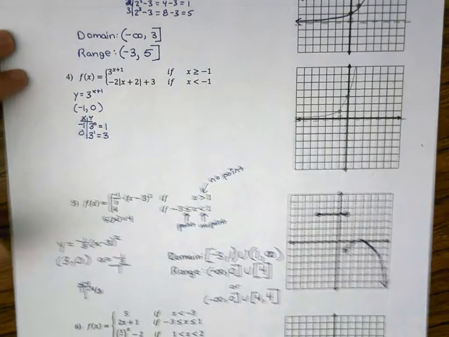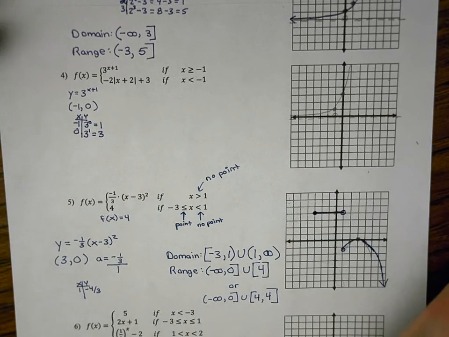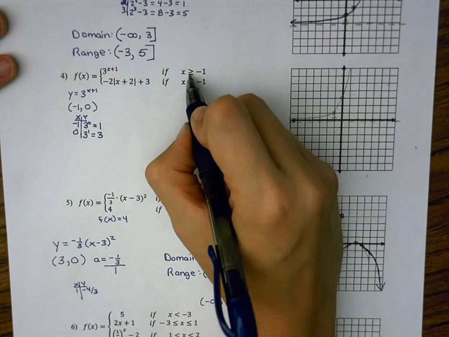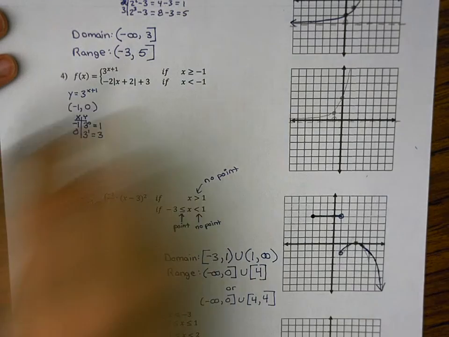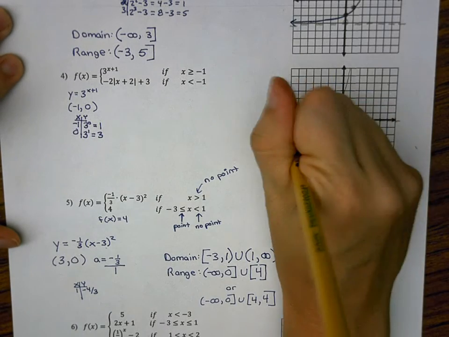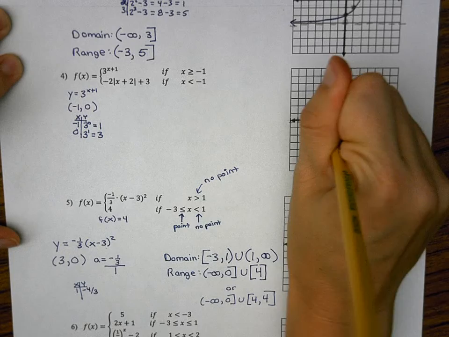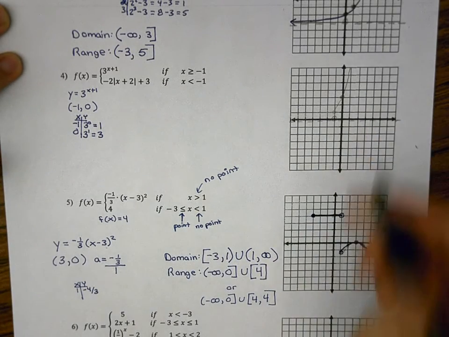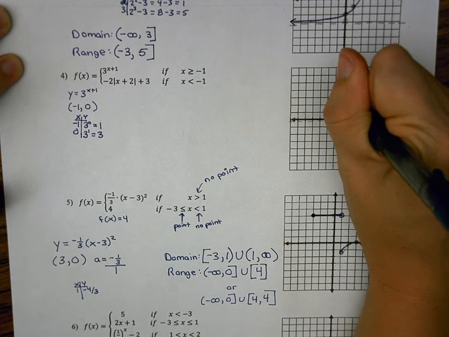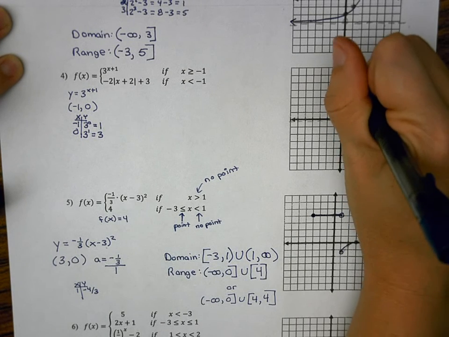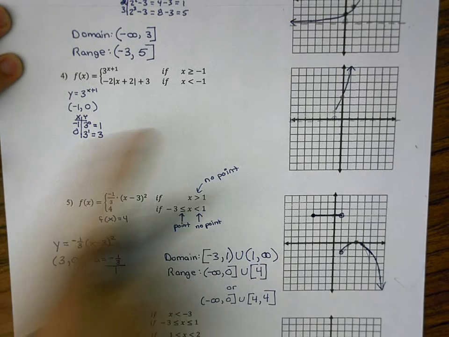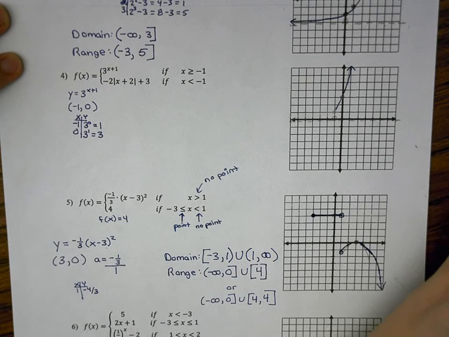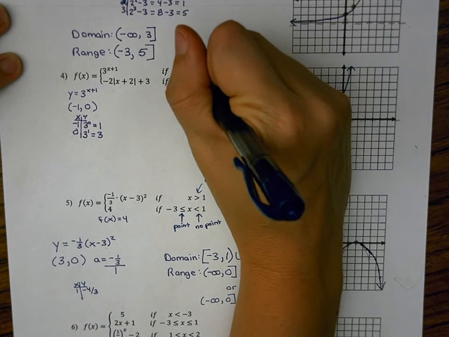Okay, what part of that exponential am I keeping? Well, only that stuff that's greater than or equal to -1. So I'm not keeping any of this stuff over here, right? Only stuff greater than or equal to -1, so the stuff on the right. And then do we have a point at x equals -1 or a hole at x equals -1? Well, there's an equals, so that's a point.